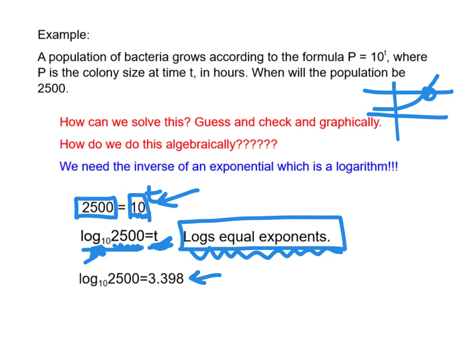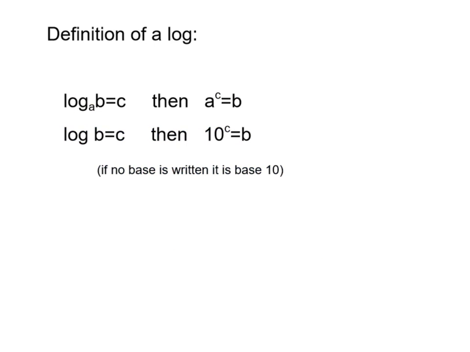We're going to spend time today just learning about all different properties of logs. Here is the definition of a log. Log base A of B equals C. Then you have that A is the base, C is the exponent, so A to the C power equals B.